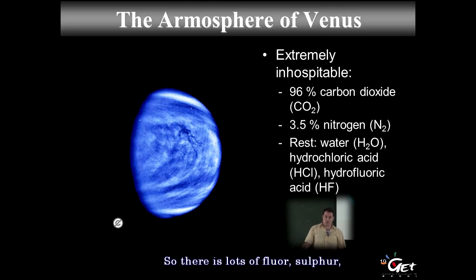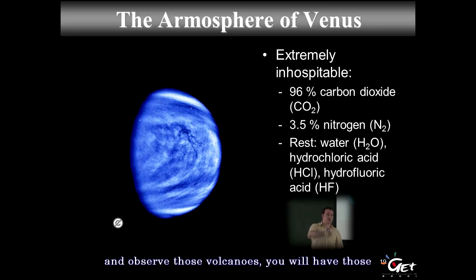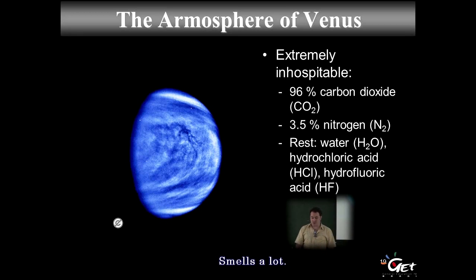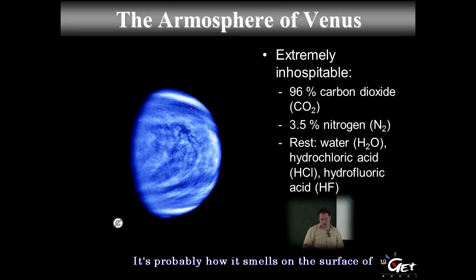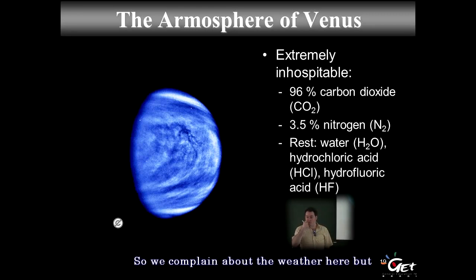So there are lots of fluor, sulfur, things that smell pretty bad. If you ever tried to smell a rotten egg, this sulfury smell, that's something that you get when you go to volcanoes, for instance. So if you have the chance to go to Hawaii and observe the volcanoes, you will have those sulfur fumes. It smells a lot. That's probably how it smells on the surface of Venus. And it's raining acid, so it's not really nice. So we are complaining about bad weather here, but don't go on Venus, it's far worse.